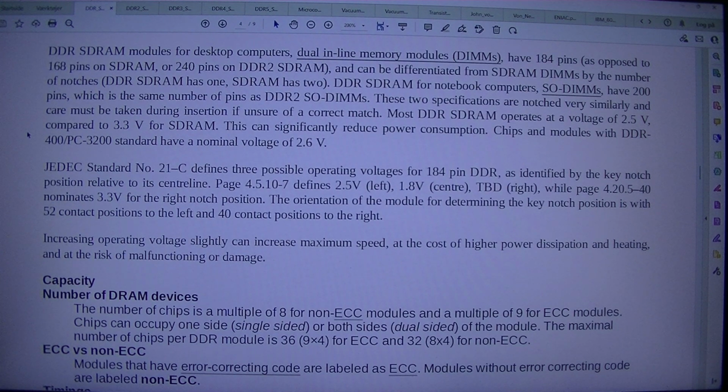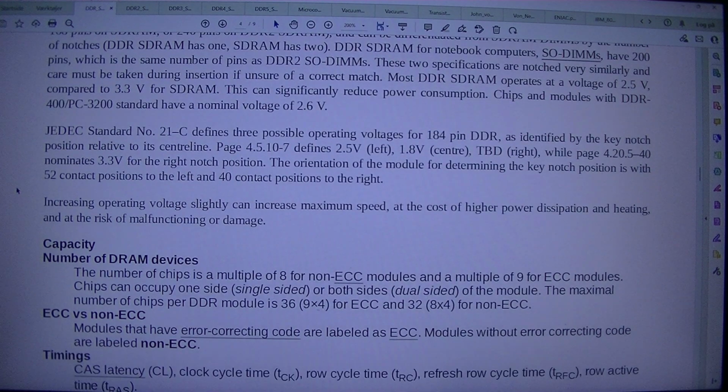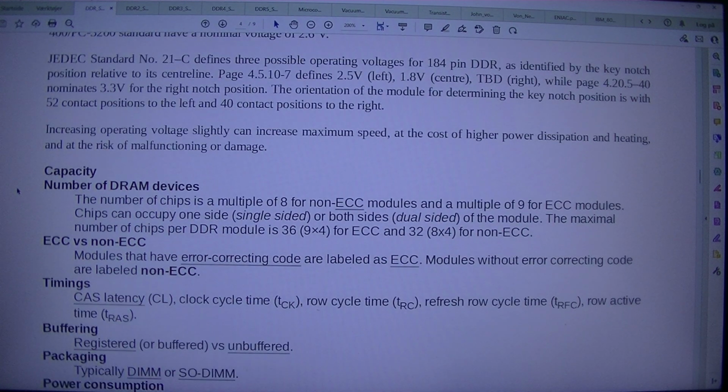JEDEC standard number 21C defines three possible operating voltages for 184-pin DDR, as identified by the key notch position relative to its centerline. Page 4.5.10-7 defines 2.5 V (left), 1.8 V (center), TBD (right), while page 4.20.5-40 nominates 3.3 V for the right notch position. The orientation of the module for determining the key notch position is with 52 contact positions to the left and 40 contact positions to the right.